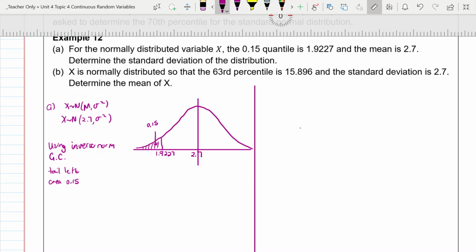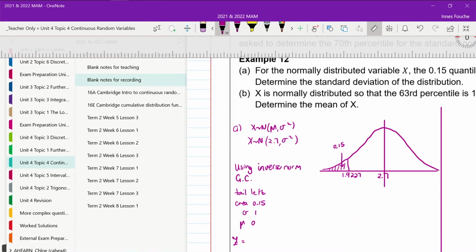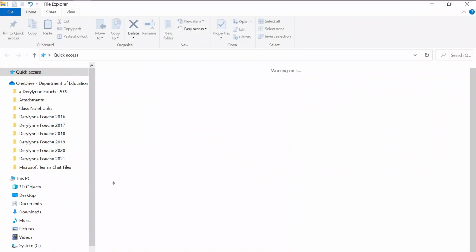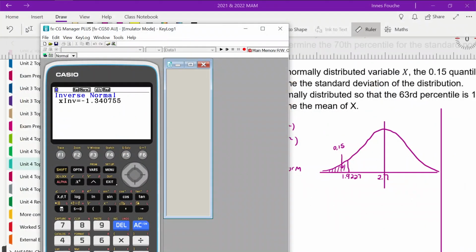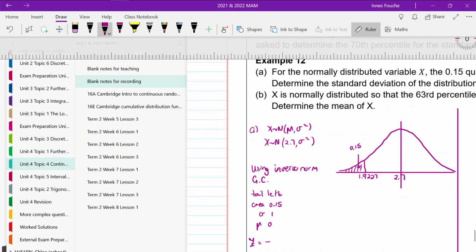Now we're going to use our standard normal distribution. So sigma is going to be 1 and mu is 0. And what we get then is a z value. Okay, so we have that z is equal to a value. Let's have a quick look at what our z value is. Our z value is going to be, let's go look here, left tail. Our area is 0.15 and our standard deviation is 1 and our mean is 0, so our z value is negative 1.0364.